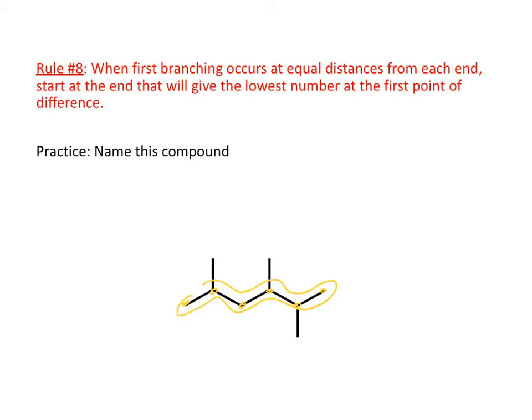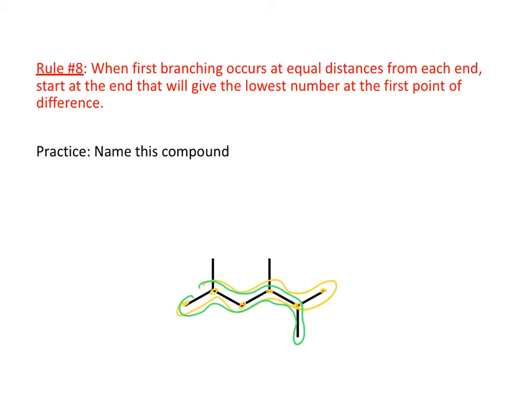Now, if you had instead dipped down here, you could also have used that chain. The yellow and green chains are actually identical, and you'll get the same name no matter which one you use. So let's just stick with the chain in yellow. So we want to number from the side that gives the lowest number at the first point of difference.